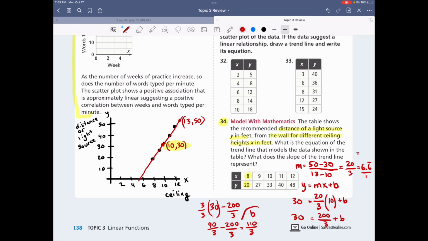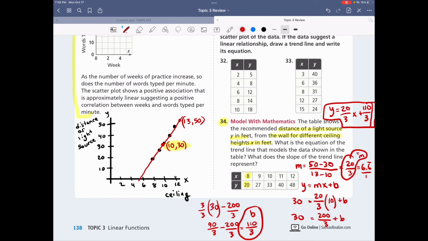This is what our B equals. And this is what our M equals. And now we can write our equation. Y equals 20 thirds x plus 110 thirds. That is the equation for our trend line.